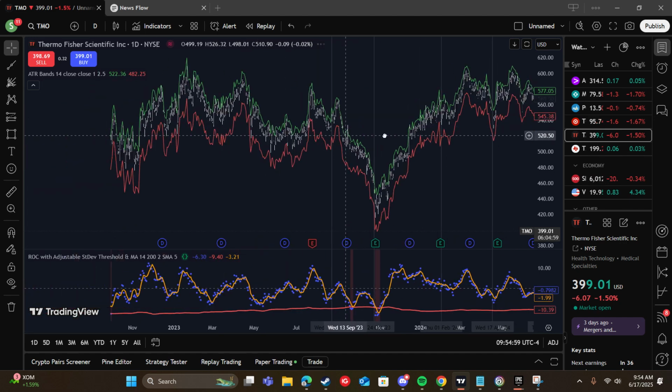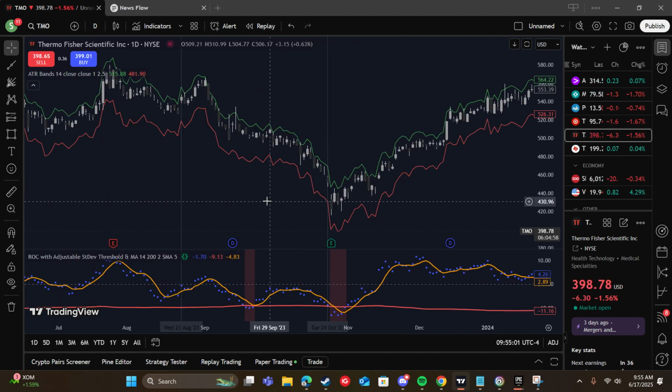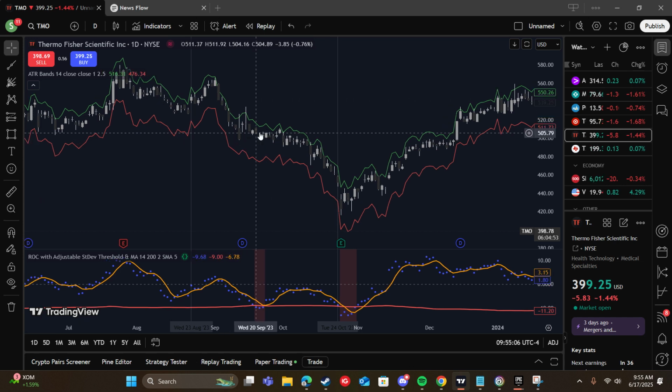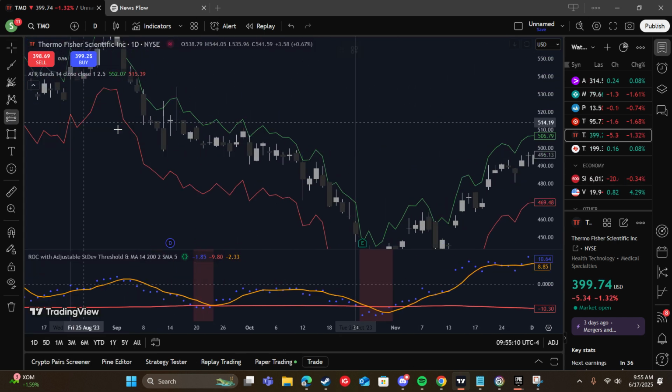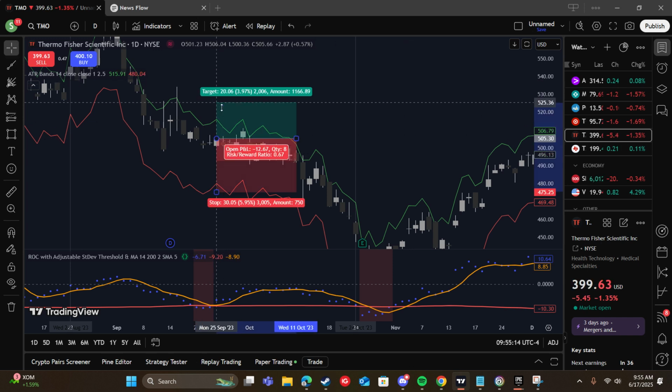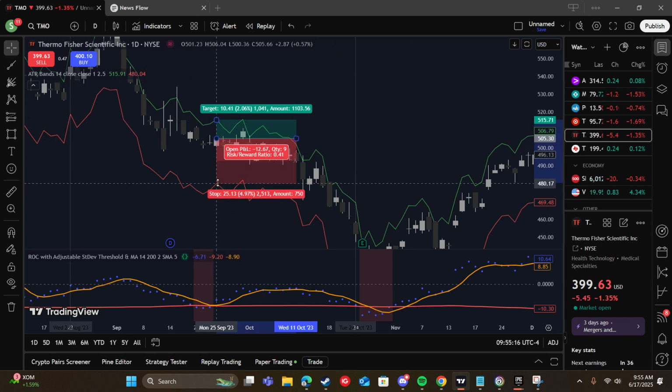So this is TMO. As you can see, you would have gotten a buy signal probably here, and I don't think that would have won. Yeah, it might have. Check. Right here. Yeah, that would have been the buy signal. It doesn't look like, no, this would have lost.